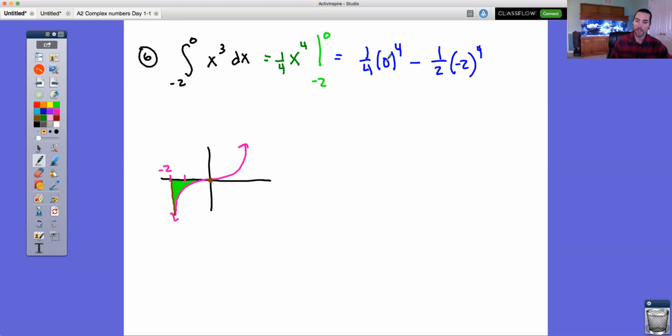Zero to the 4th is 0 times a 4th is 0. Minus -2 to the 4th times a half, and then we're subtracting all that, would be -4. The net change is the integral, -4. Notice it's negative because it's below the x-axis. The total area is +4.